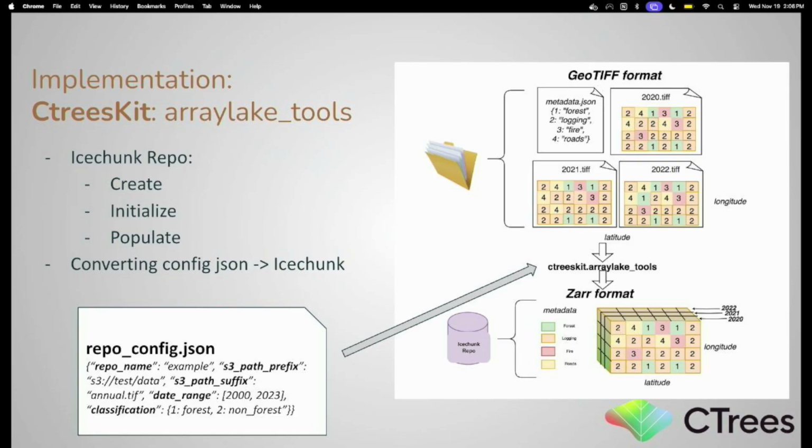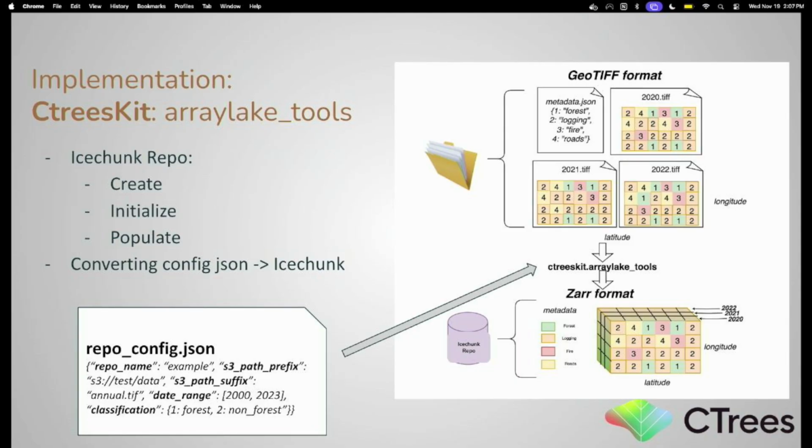It's a public open package. And it allowed us to have the scientists give us a configuration JSON, which mostly was used to get the date range and the classification values. So this was so we could go from the folders of GeoTIFFs and put it in our Zarr format. And this is a representation of what it looks like to get a bunch of GeoTIFFs put into Arraylake or Icechunk.